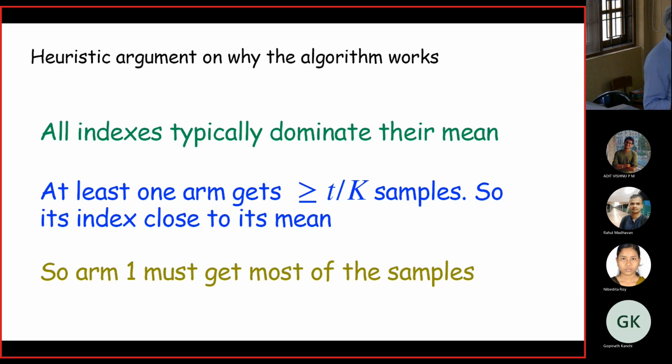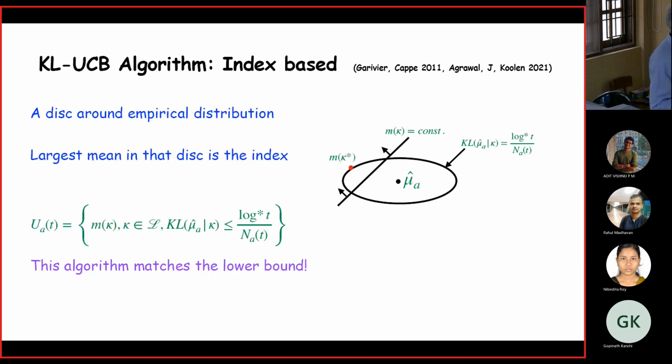So if one index is close to its mean, arm1 must get most of the samples. This must be arm1. It can't be some other arm, because all the other indexes are bigger than their mean. So it can't be that the smaller mean is concentrated. So it has to be arm1. And then once you've got that, what's really going on is as follows. For all the other arms, you keep on giving them samples until its index touches the best arm's mean. Then you don't give it samples, and its index increases, the ball increases until it touches the best arm's mean, and then you give it an extra sample there.